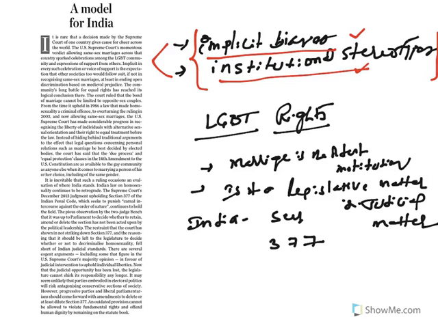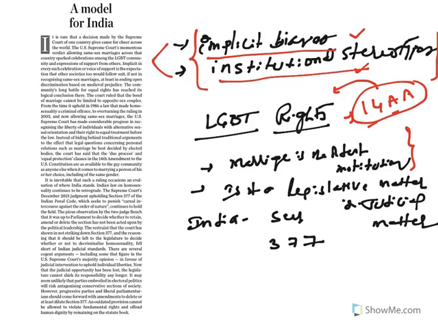Now, if you take the killing of African Americans in the United States, or caste-based violence in India, or the so-called LGBT discrimination against them, everything is based on implicit biases and institutional stereotypes that are built over a period of time. Now, in this case, the Supreme Court of the United States of America, in accordance with the 14th Amendment, said that the right to marry is implicit to LGBT rights.